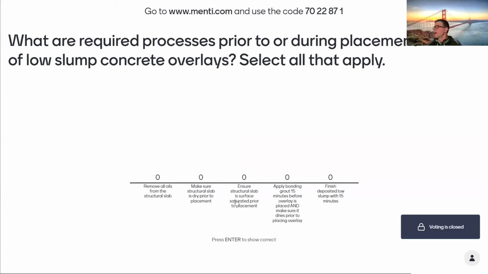And then apply bonding grout 15 minutes before and make sure it dries? Well, we do want to apply bonding grout, but we want to make sure it maintains wet. And if it starts drying, you need to reapply it. So that would not be true. Deposit the low slump within 15 minutes, yes, that is true. And what else do we get? Voting is closed.